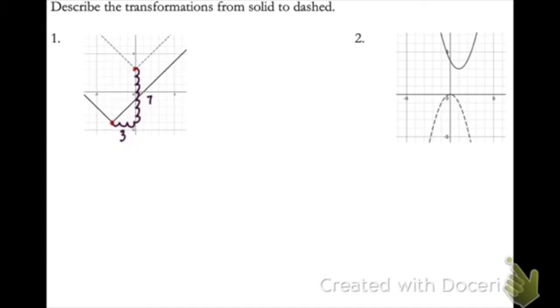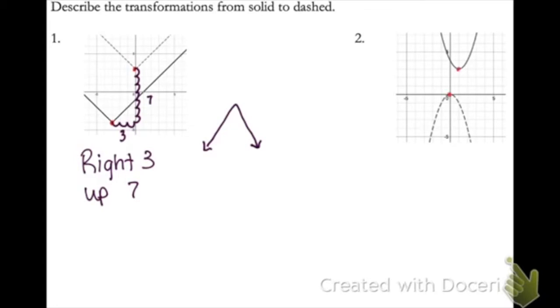Since it went over to the right, that would be right 3. I know that it didn't reflect because it's not facing down now. A reflection would have ended up looking like this. And there isn't a stretch or a compress because if you look at the sides, they haven't been stretched or compressed vertically at all.